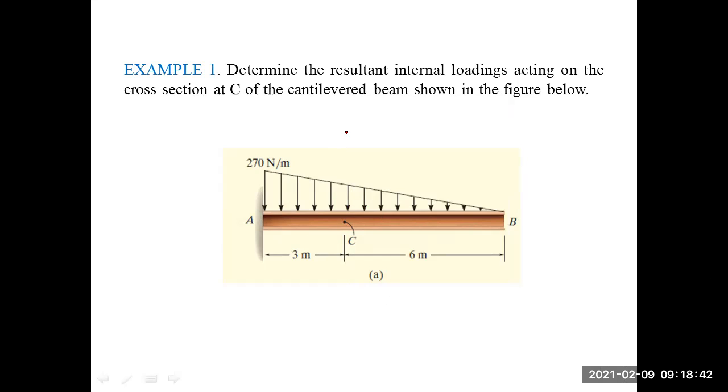Anyway, you have two choices. When you solve a problem, the most important thing is to decide on the side where you think less calculation is needed. If we cut this beam into two halves, one on the right side, which is CB, and one on the left side, which is CA.